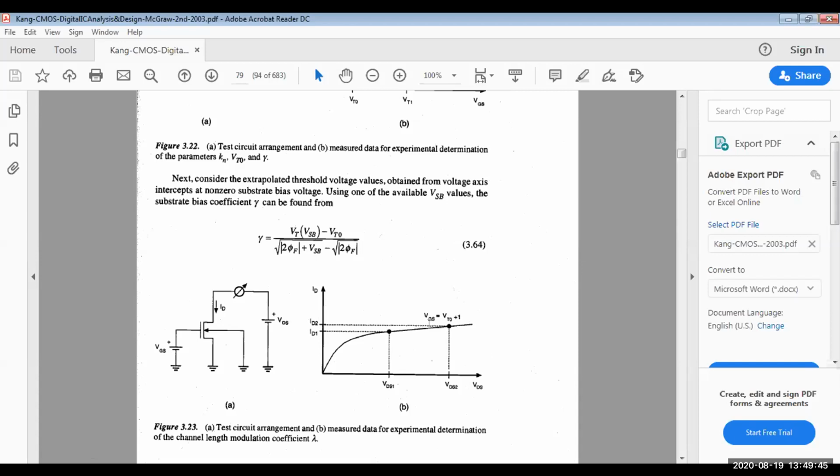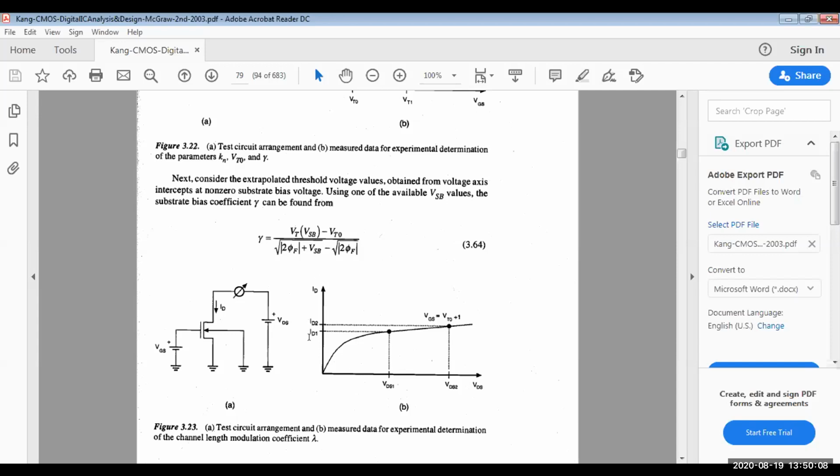As you can see in this plot, there is a slight increase after the saturation point. That is due to the channel modulation effect, as sir has taught us. This is ID versus VDS.